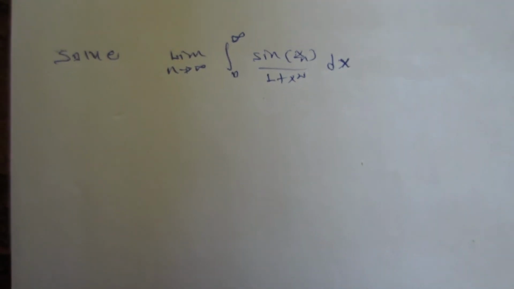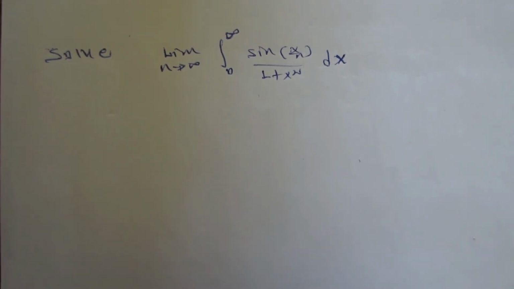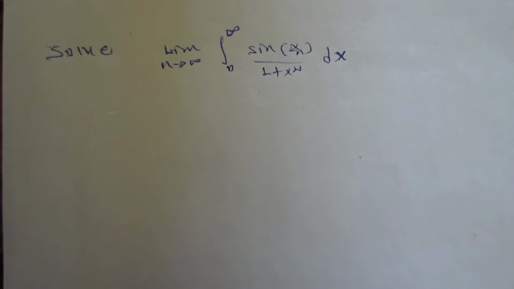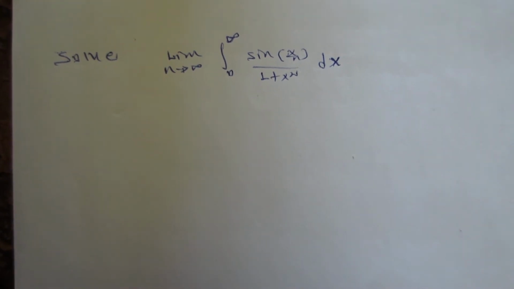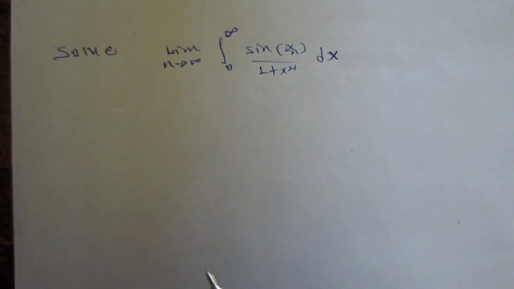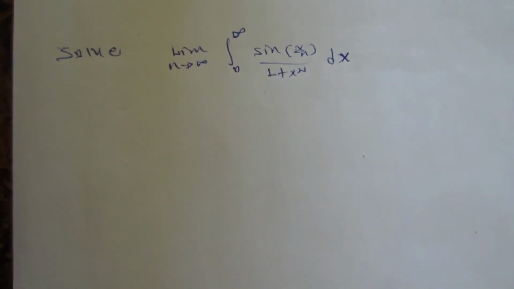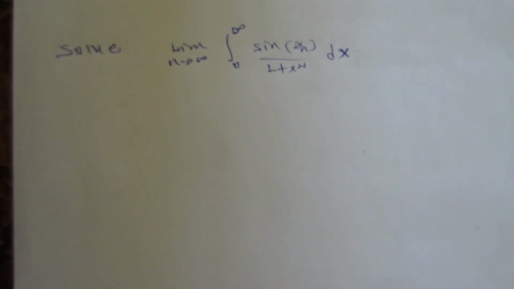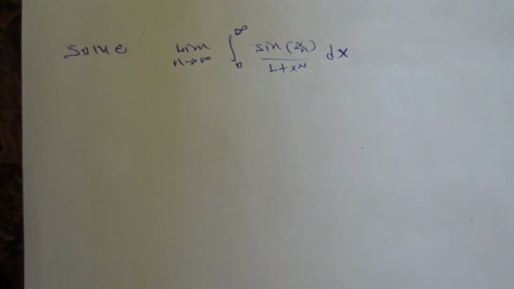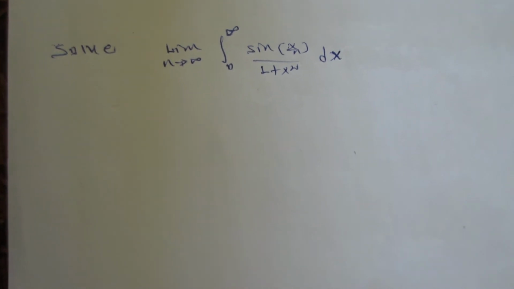Okay, it says that solve the limit of the integral from 0 up to infinity of sine(x/n) over 1 plus x squared dx as n tends to infinity. Such types of limits are solved by using the Lebesgue dominated convergence theorem. So first, let us discuss some concepts of the Lebesgue dominated convergence theorem.